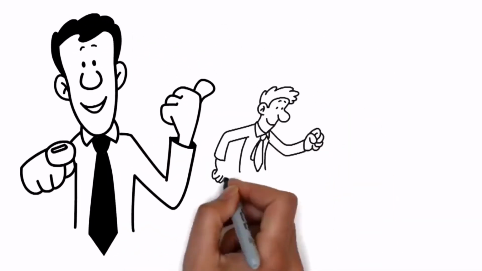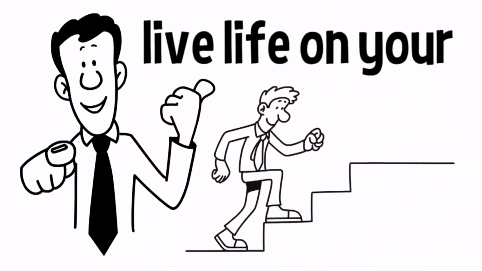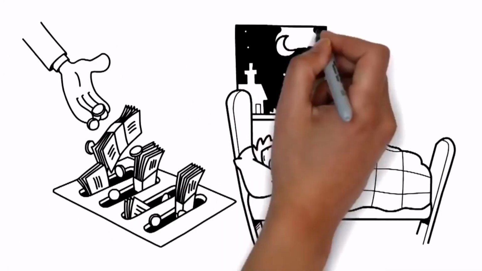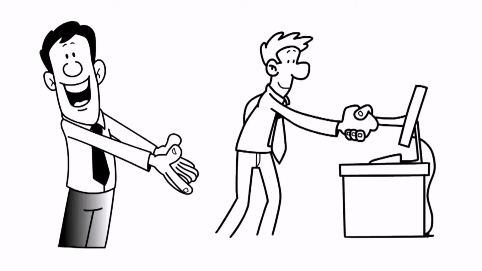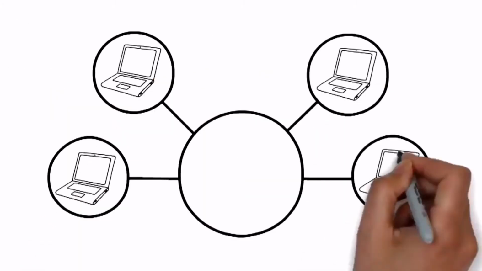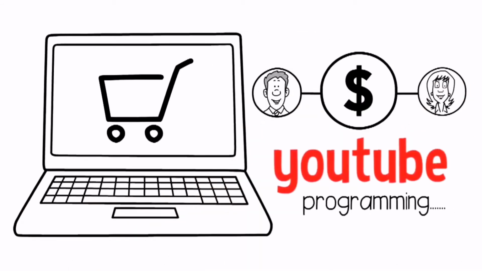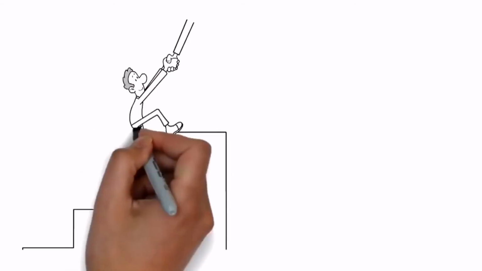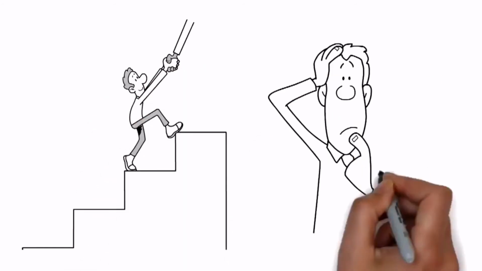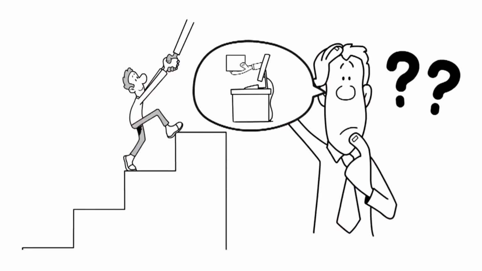What if I were to tell you that there is a way for you to live life on your own terms? To have money that comes in even in your sleep. That is what an online business can do for you. There are so many online businesses that work: an e-commerce website, affiliate marketing, YouTube programming. But before we get ahead of ourselves, let's consider why you should start your own online business.